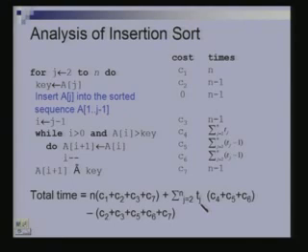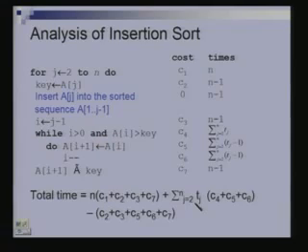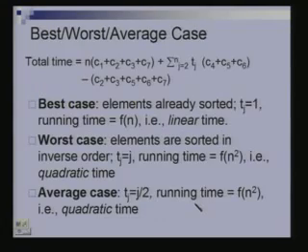T sub j is a quantity which depends upon your instance, not problem, right? There is a difference here. Problem is one of sorting. The instance is the set of numbers, the sequence of numbers that is given to you. So T sub j depends upon the instance. And let's see what difference T sub j makes.